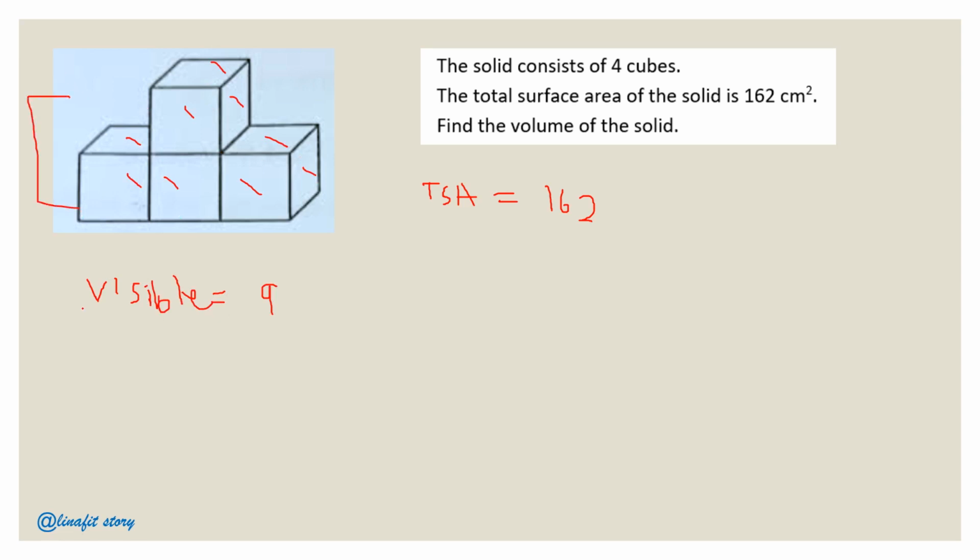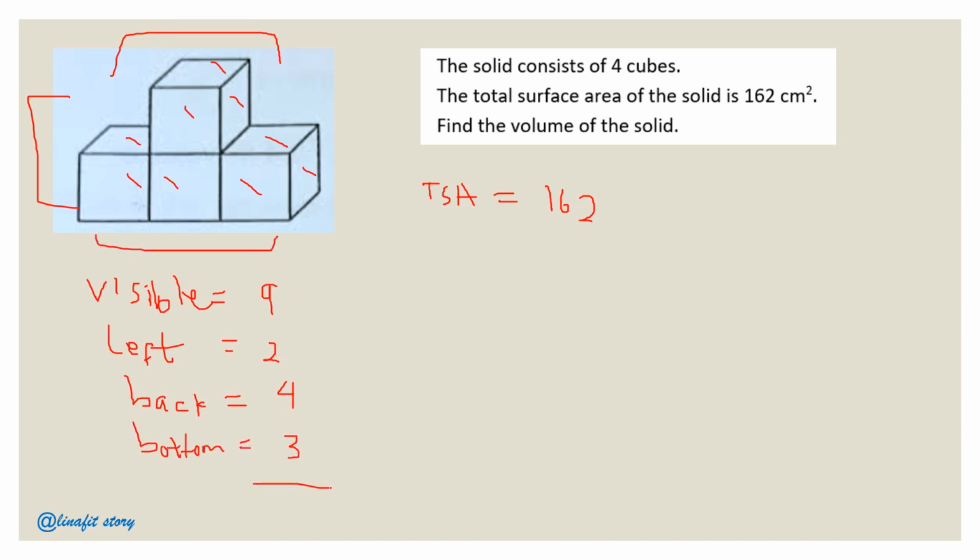The left side: there are 2 invisible faces. The back: there are 4 invisible faces. And the bottom: there are 3 invisible faces. 9 plus 2 plus 4 plus 3 is 18. 18 faces is 162.